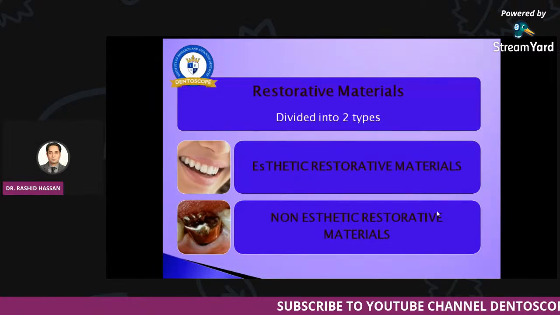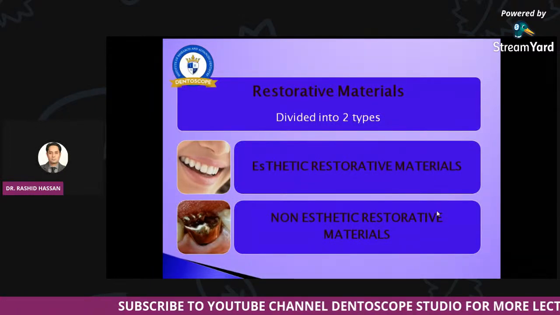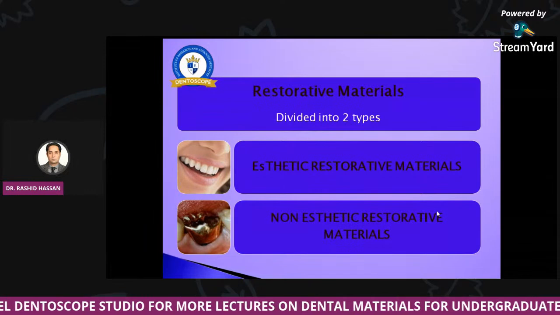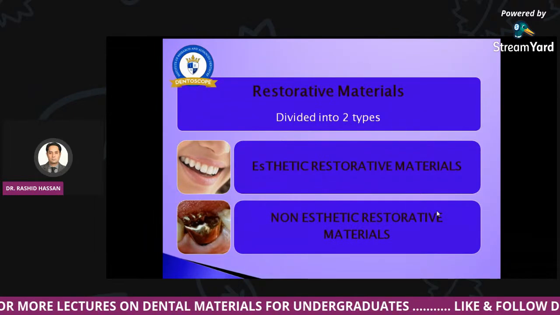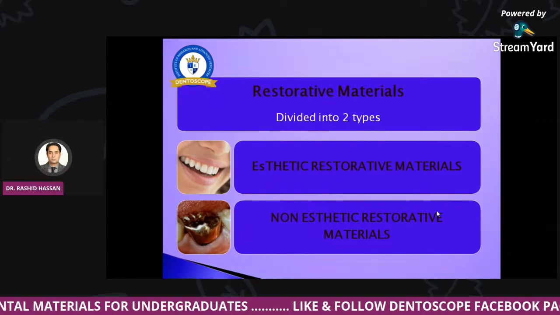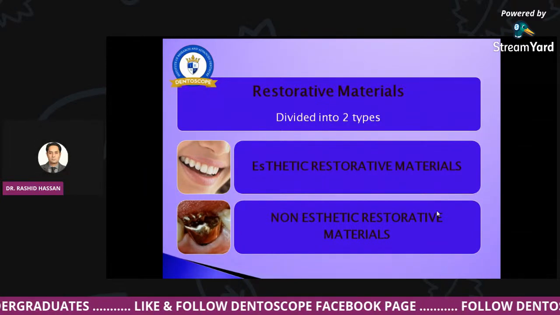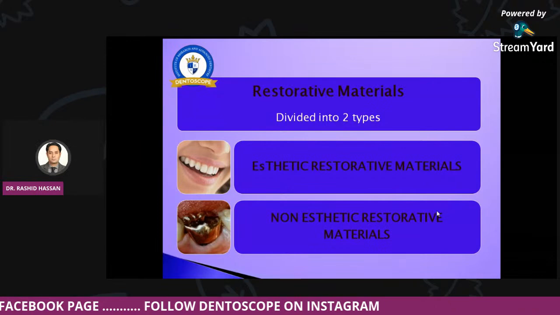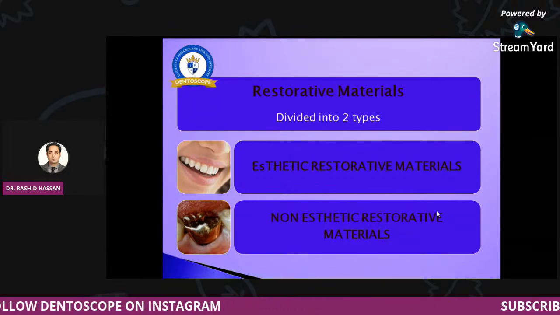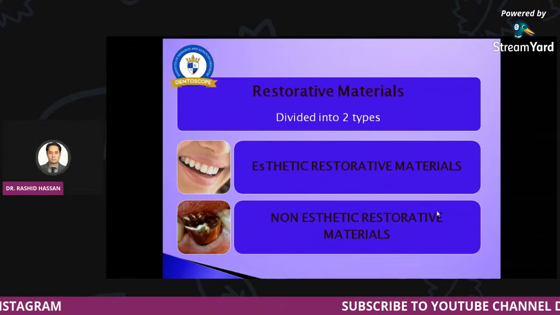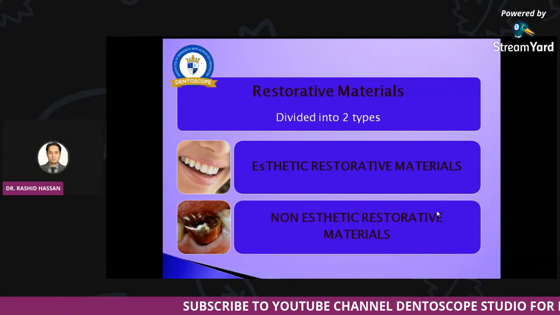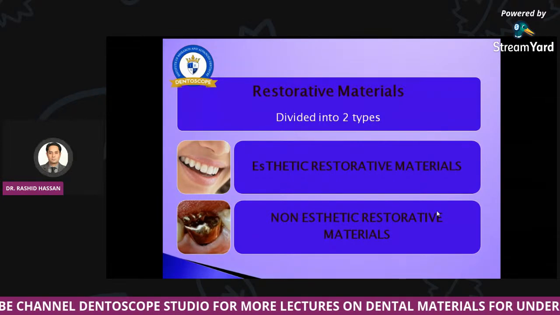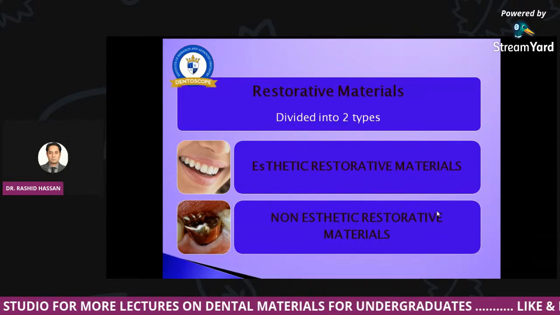Well, before we start with the different types of dental composite, there are a few terminologies which I would like to clear so that it becomes easy for you as we move ahead. So, what exactly are the restorative materials? We are familiar with the fact that the restorative materials are used to restore carious tooth, and they are basically divided into two types. Either they are aesthetic restorative materials or non-aesthetic restorative materials. So these are the two main categories by which we divide the restorative materials.